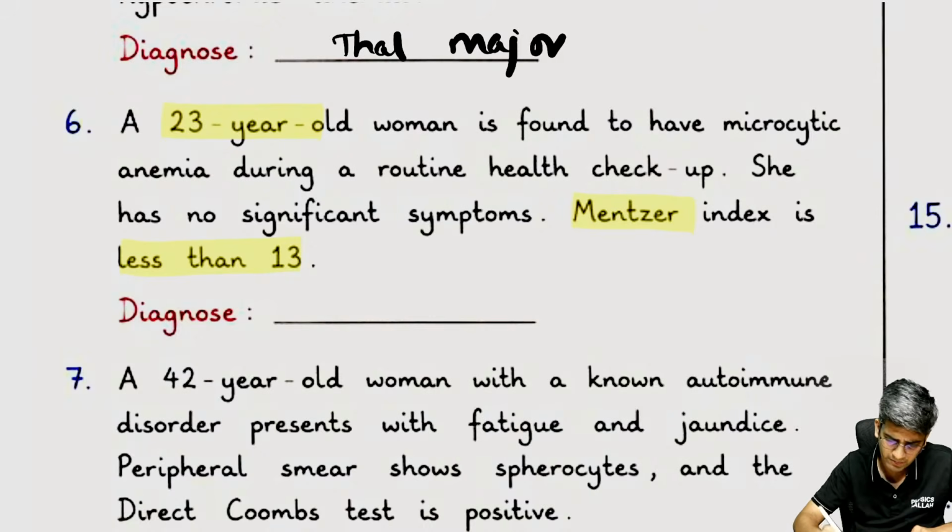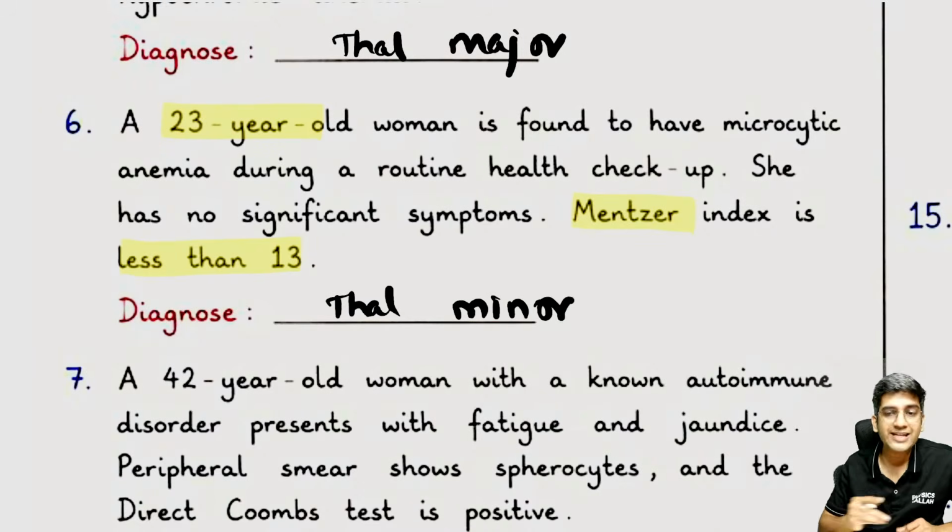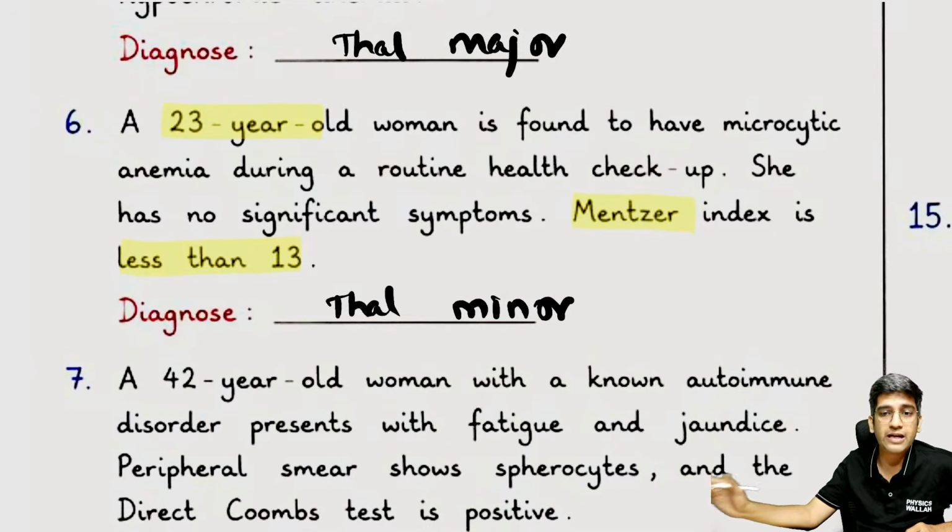Classical. This is menstrual lesson 13. That's a classical thing for thal minor. Don't write thal major, because a 23-year-old is not the age where thal major will present, right? It will be very, very early with thal major. A 23-year-old should be a thal minor if it's thalassemia.